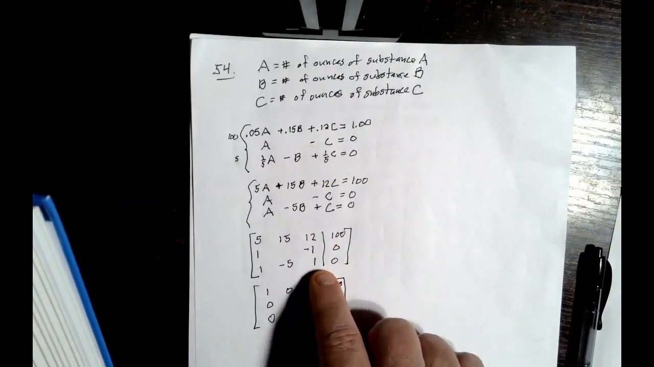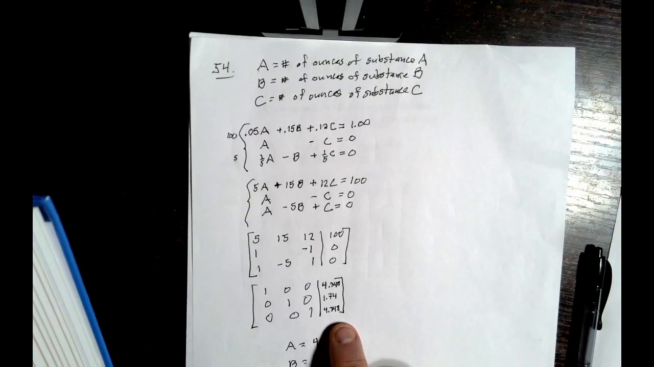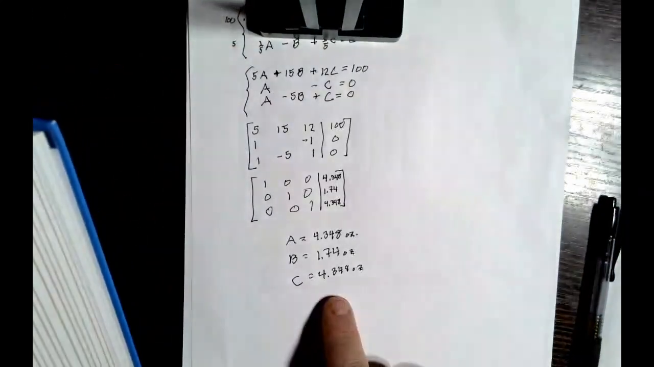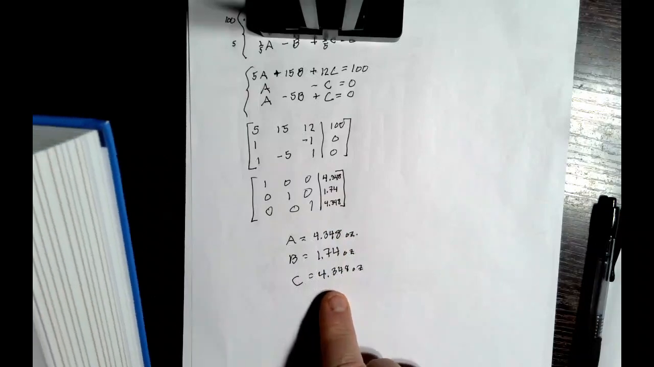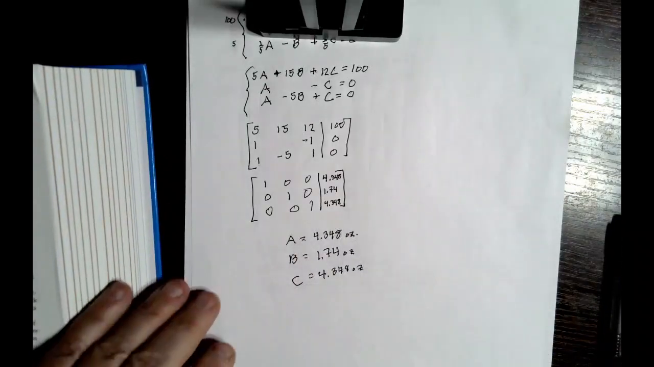So then you write this. I multiplied the first one by 100 and the third one by 5 to get some better numbers. Now I write it as an augmented matrix, and now I'm ready to solve, and I get these very nasty decimals. But those are the answers. Those are how many ounces of each that I need for A, for B, and C.